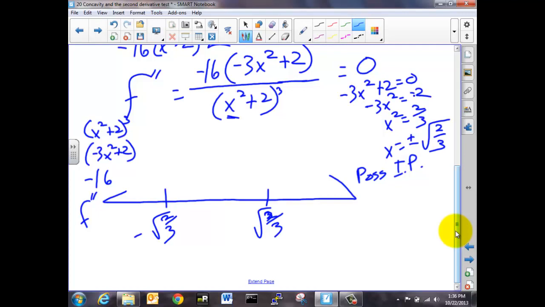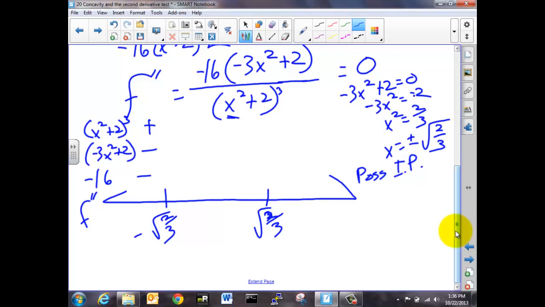I put negative 16 right there. Now, if I pick a number smaller than negative square root of 2/3, what number would that be? Negative 1. Is negative 16 positive or negative? Negative. And if I put negative 1 in there, what am I going to get? Negative 1 squared is 1. 1 times negative 3 is negative 3, and negative 3 plus 2 is negative. What about the top one? What did we say about x squared plus 2? It's always positive.